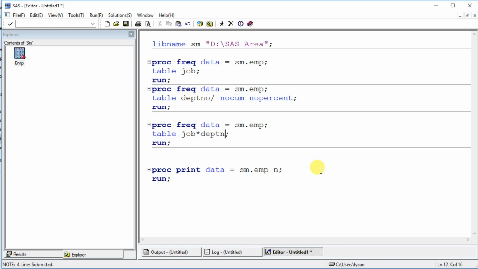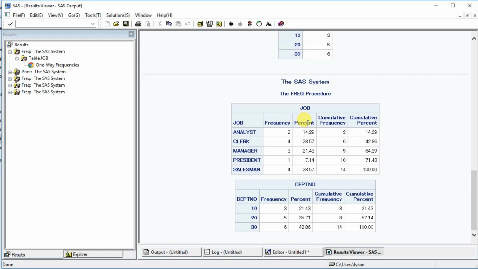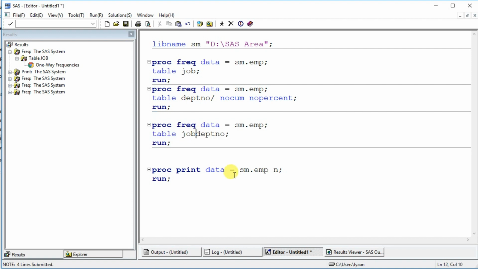So let's say department number. What I'm doing here is using an asterisk in between these two. What if we don't use it? This will generate two different outputs, one for job and one for department number. Let's see. Now see this, this output is for the job and this output is for the department number. When we have to merge these two tables, we use an asterisk in between. It will create one cross tab where we can easily figure out the number of jobs based on department number or vice versa.